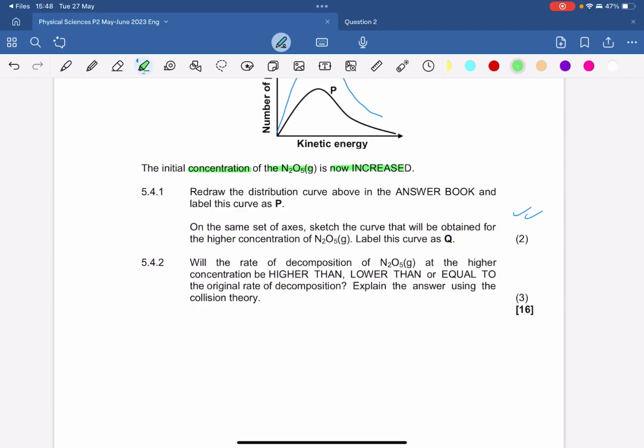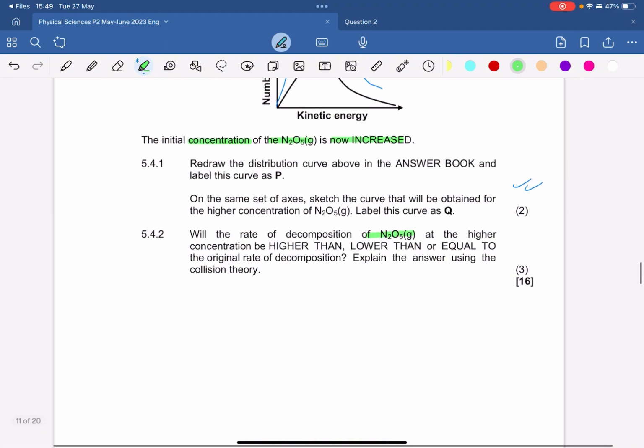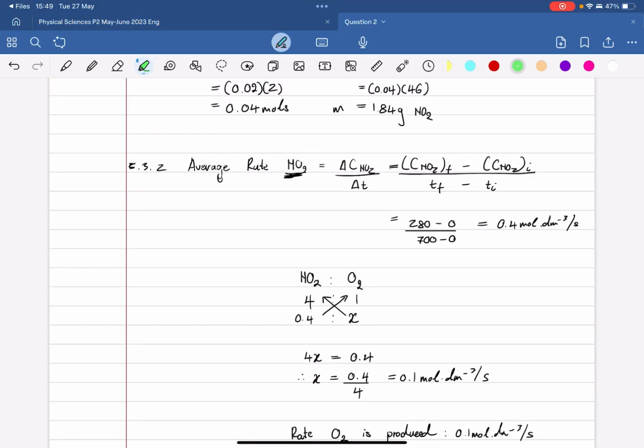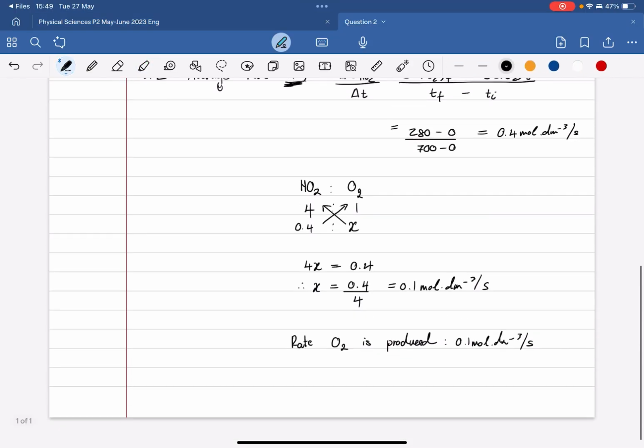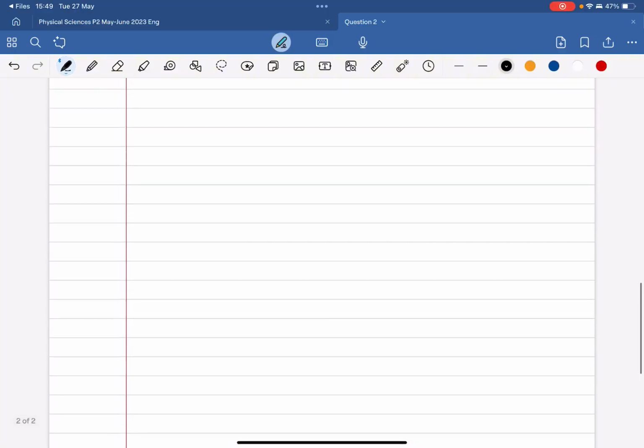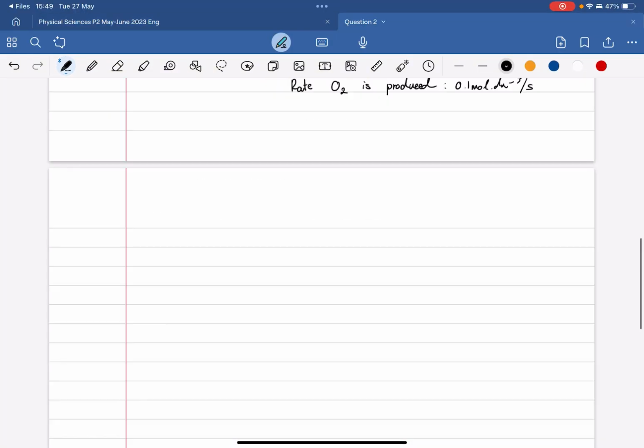5.4.2 is asking, will the rate of decomposition of N2O5 at a higher concentration be higher than, lower than, or equal to the original rate of decomposition? Explain your answer using the collision theory. Okay, so this is a beautiful answer. So to do this, we're going to go back and write this in bullet form again. So it's question 5.4.2.